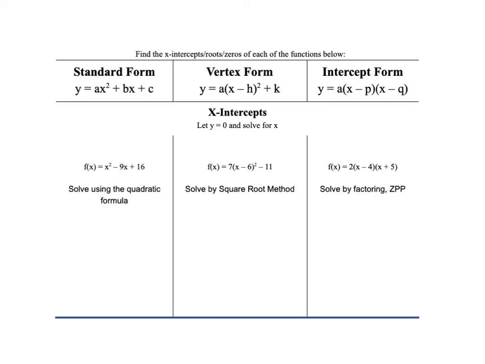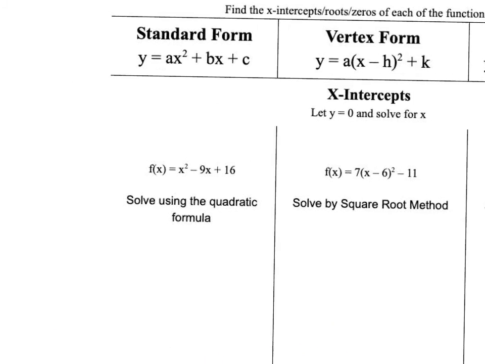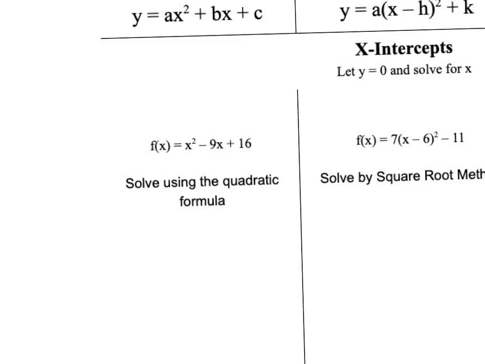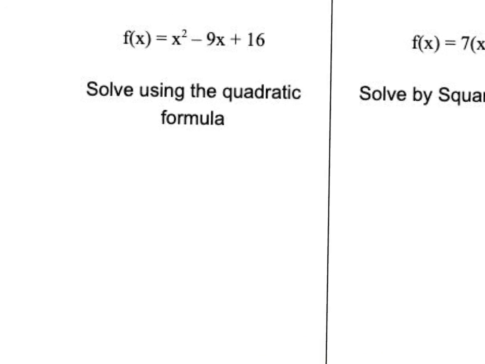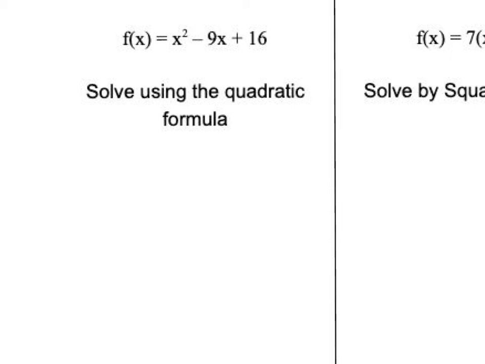Right, so we've looked at graphing in 3 forms: standard, vertex, and intercept. So if I ask you to find the x-intercepts for any function in these 3 forms, you're going to let y be 0. So let's look at what's a good method if your function is in standard form. So I am going to begin with this function by letting y be 0. So I have 0 equals x squared minus 9x plus 16.